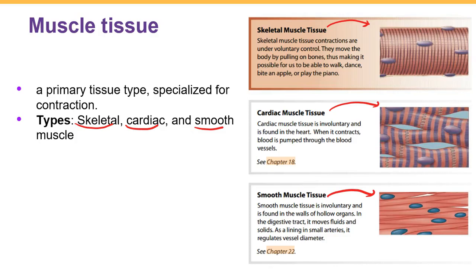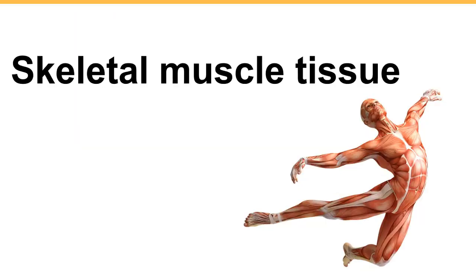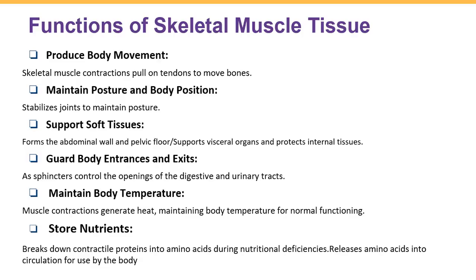In this chapter, we are going to focus specifically on skeletal muscle tissue. We'll learn how it looks, how it works, and how it helps us move. Let's talk about what it actually does in the body. Skeletal muscle has several important functions. Let's go through them one by one.